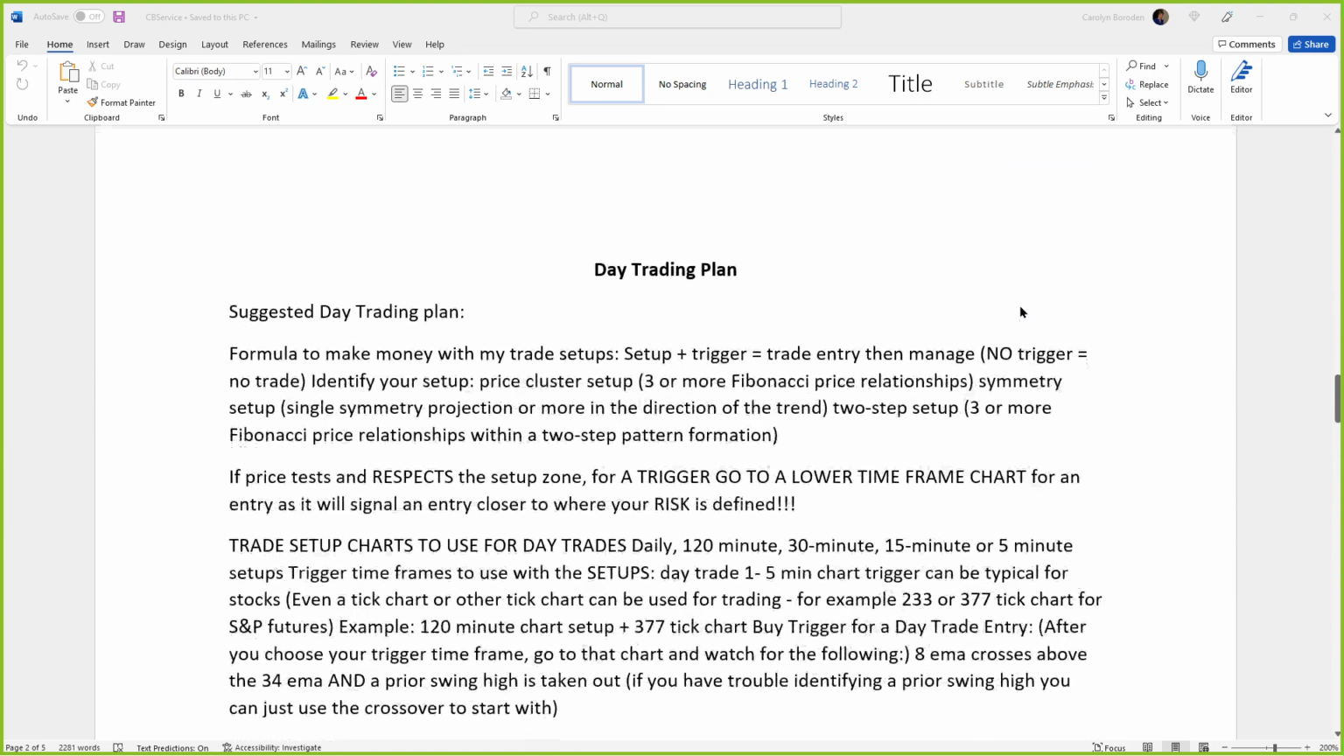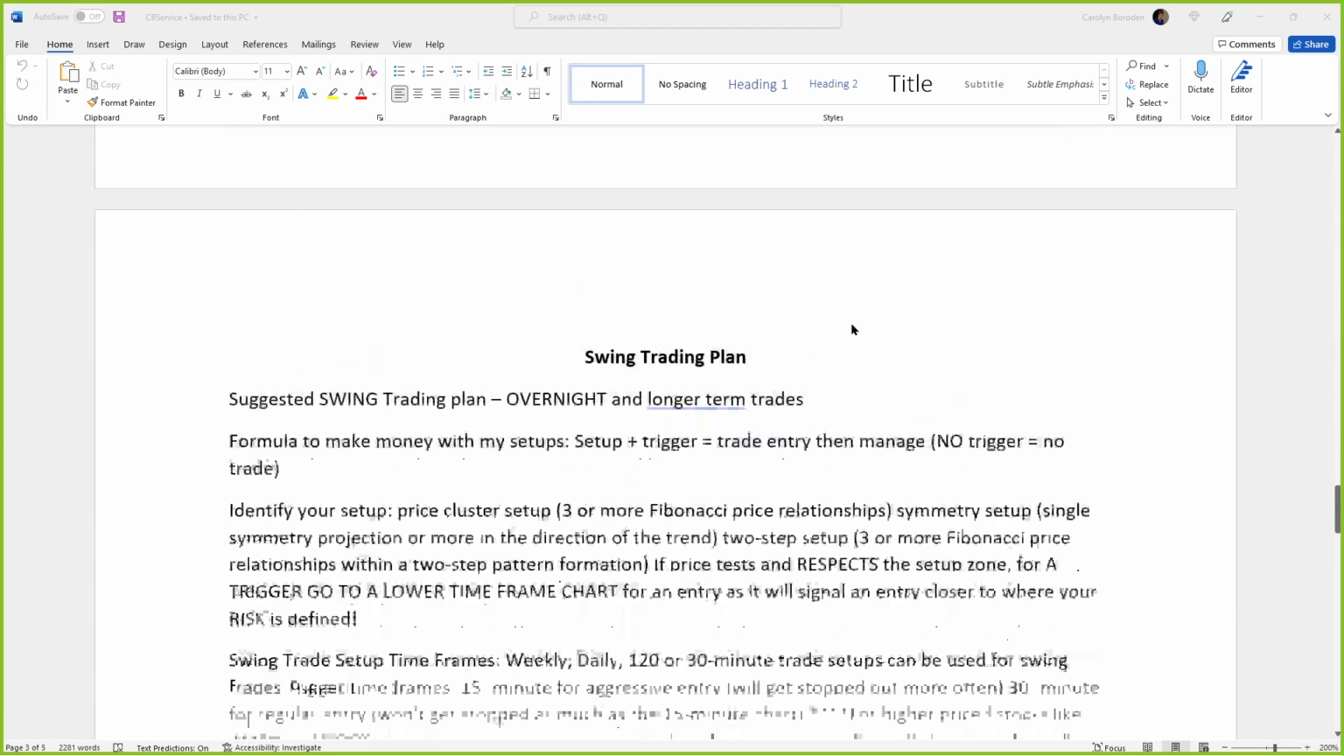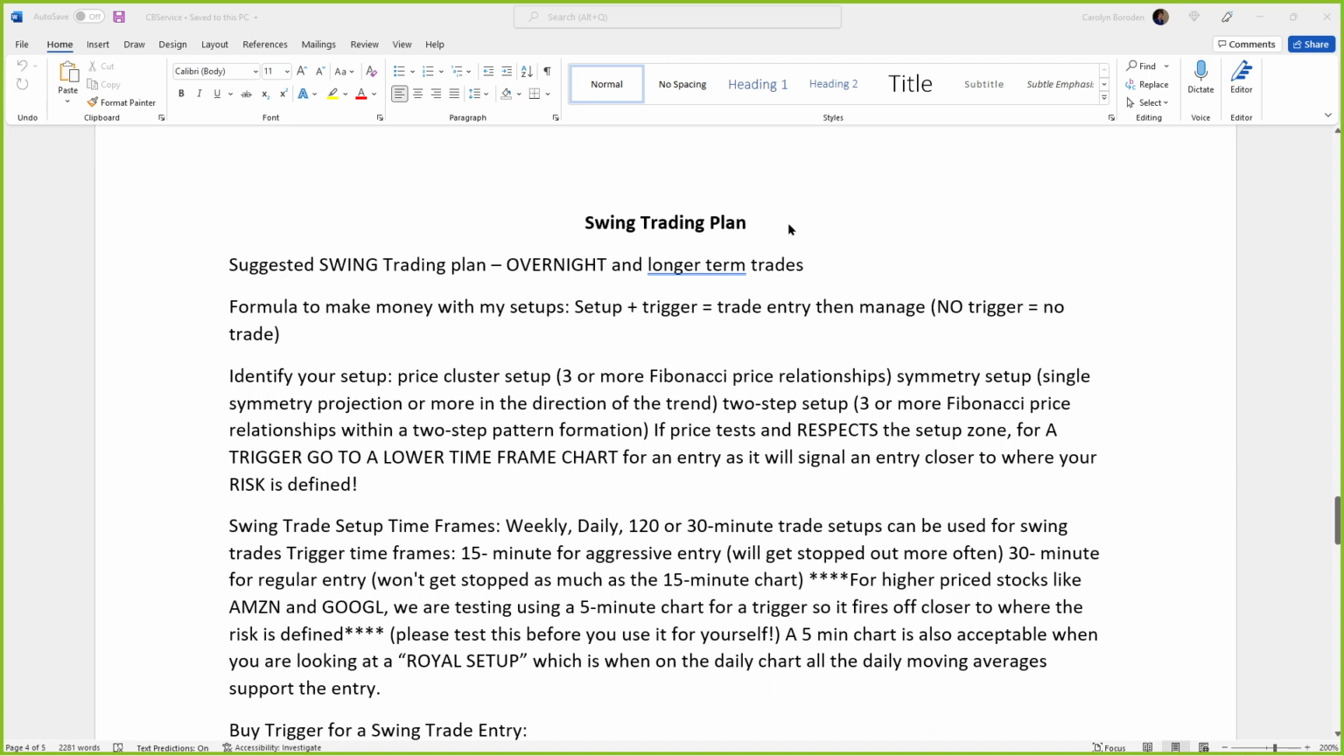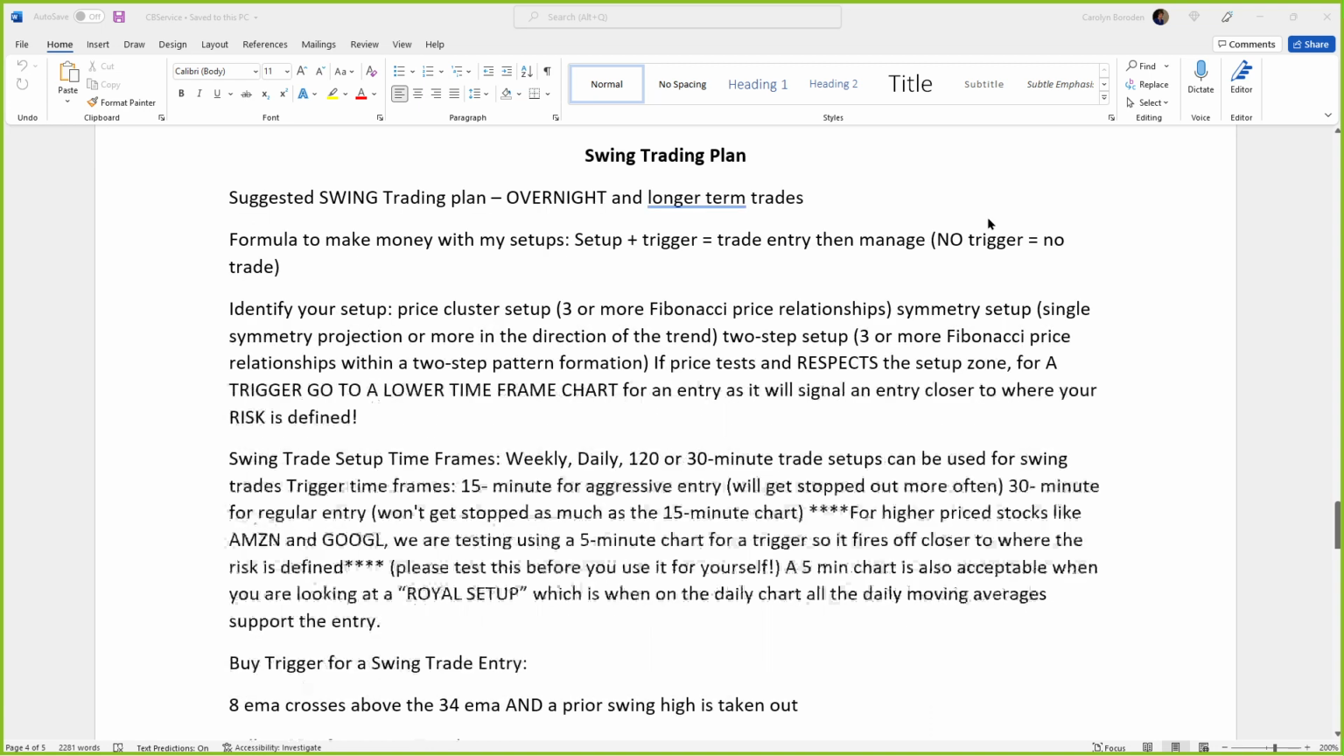And then as far as the day trading plan, the only difference between this day trading plan and the swing trading plan is the time frame trigger. Okay, so for a day trading plan, you can use a 1 minute chart, a 377 tick chart, or a 5-minute chart. But for something that you're going to potentially take overnight, and this would be the swing trading plan, you need either a 15-minute chart to trigger an entry or a 30-minute chart.